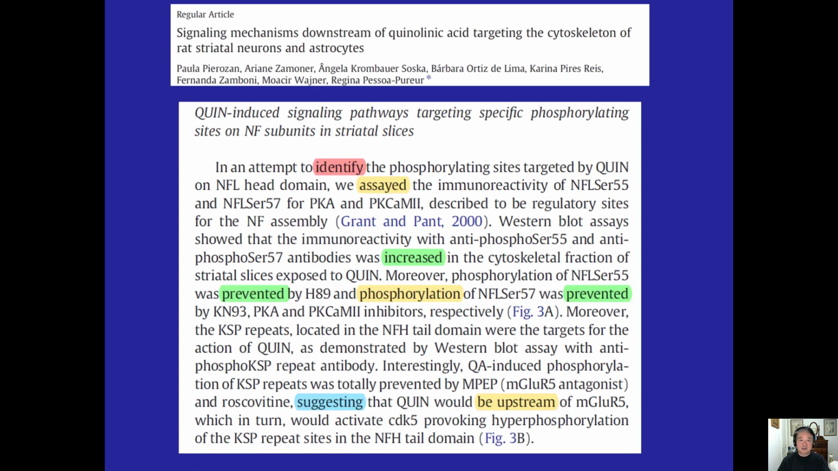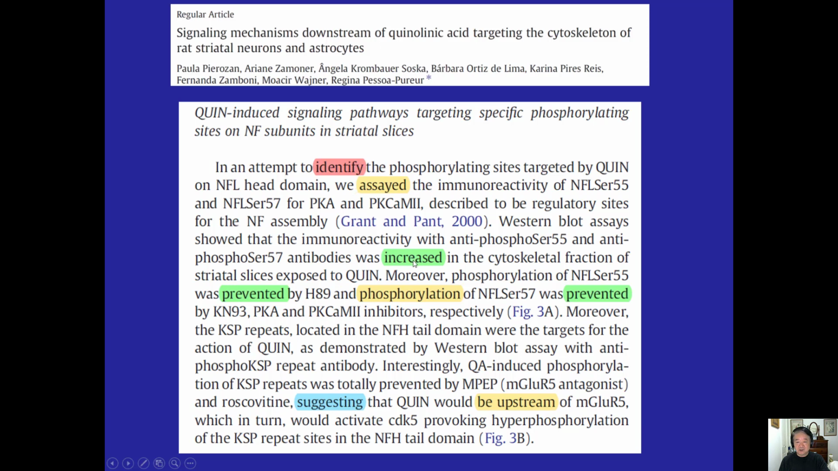Here's another paper, talking about signaling mechanisms downstream of quinolinic acid. This is produced by inflammatory cells and targets the cytoskeleton of striatal neurons and astrocytes. So they're talking about quinolinic acid. So this is one paragraph. Again, you have a subtitle here, quinolinic acid. This is your subtitle. Now, among these, I have highlighted the key verbs.